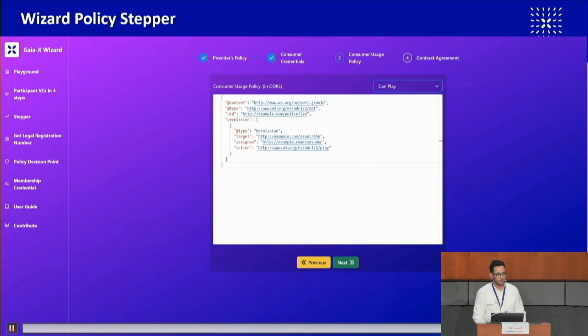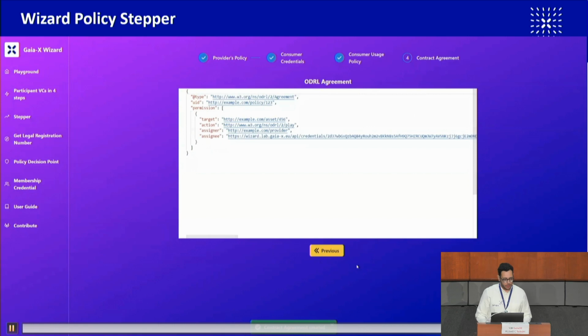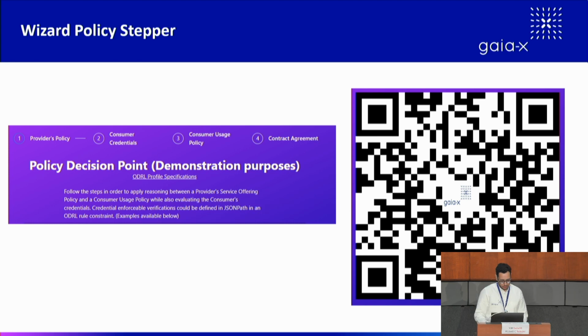And therefore, if you go to the next step, we can see that an agreement has been reached, and then there's an ODRL agreement that has been reached between the consumer and the provider. So you can go ahead and play with this demonstration tool, just to give you an idea, just to understand better. But we're definitely working on a more complete implementation.